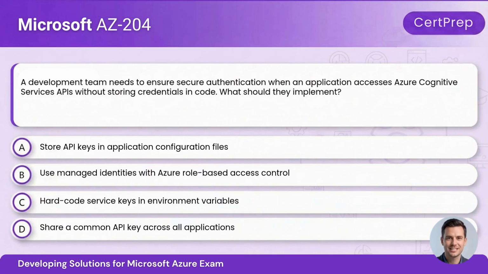A development team needs to ensure secure authentication when an application accesses Azure Cognitive Services APIs without storing credentials in code. What should they implement? Option A. Store API keys and application configuration files. Option B. Use managed identities with Azure Role-Based Access Control. Option C. Hardcode service keys and environment variables. Option D. Share a common API key across all applications.